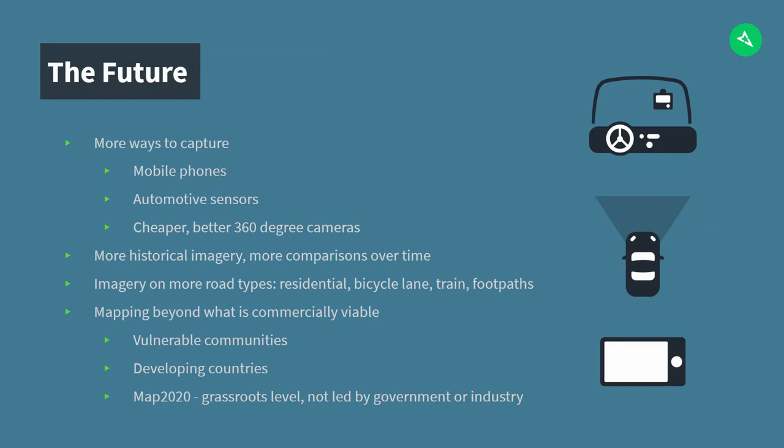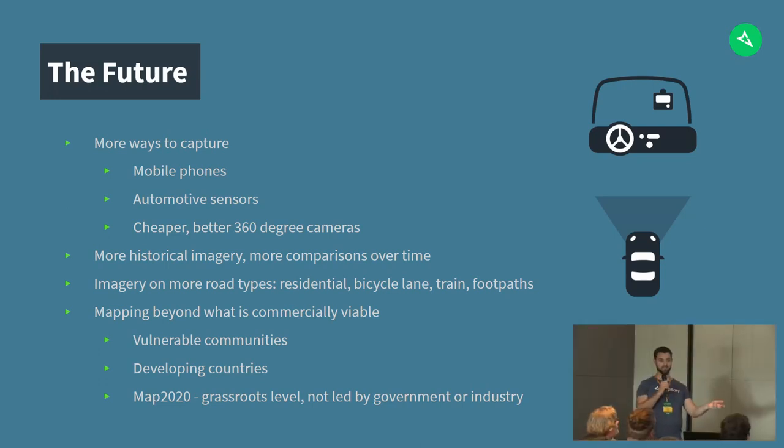So finally, I want to talk about the future of Mapillary and of street level imagery as open data. One is we want to enable more ways to capture. There's a lot of imagery out there that's not getting uploaded because it's not geotagged, or people just don't know how to connect it to the methods for uploading. This includes expanding the number of mobile phone applications that are able to submit images to Mapillary, connecting automotive sensors, and also enabling better support for more advanced cameras, 360-degree cameras, for example.